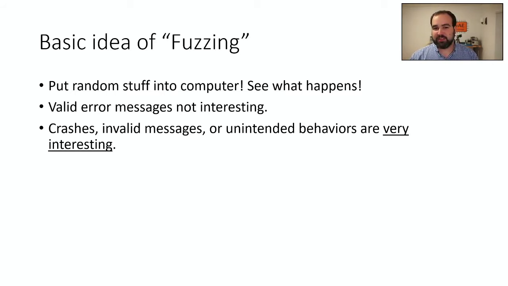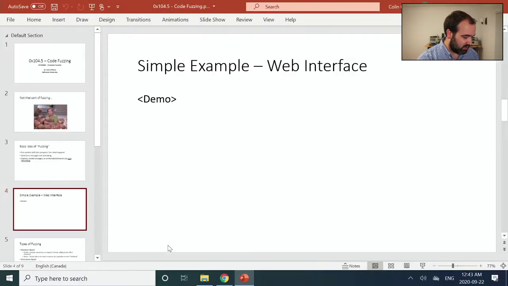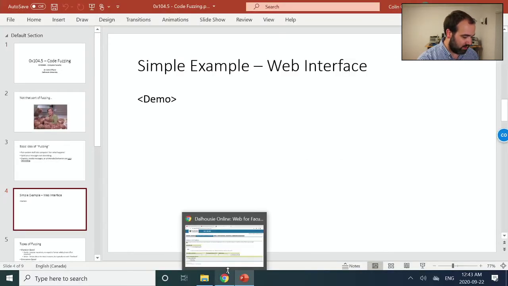Valid error messages are basically not interesting, so we're going to get a few different outputs, right? We could get valid error messages. That's kind of boring. But anything that's like a crash or an invalid error message or unintended behaviors are very interesting for us. So if you're fuzzing a system, you can do this to basically anything, even manually.